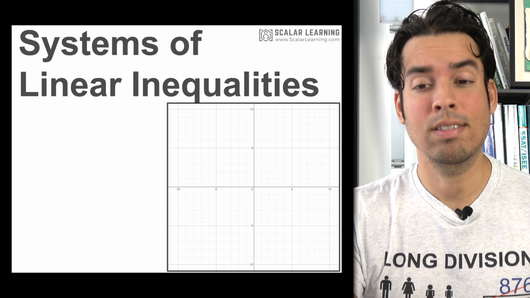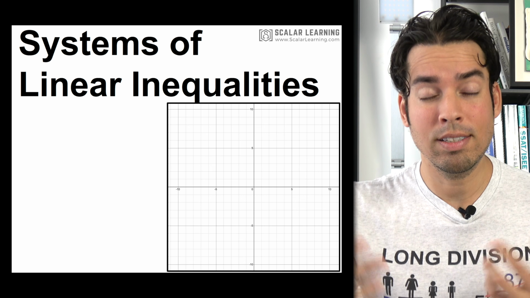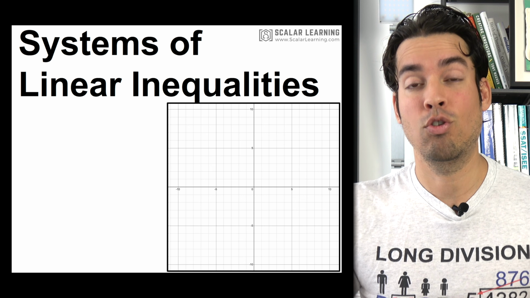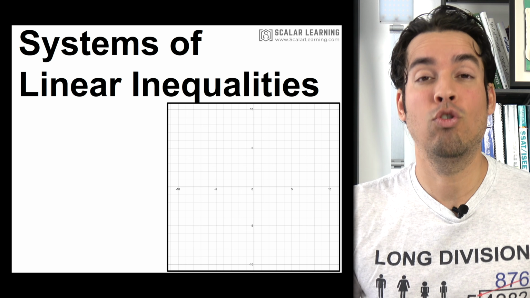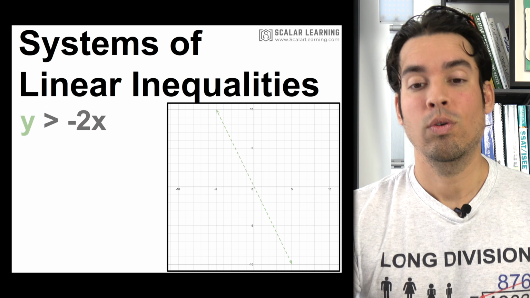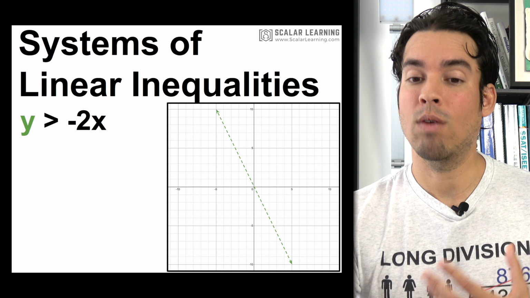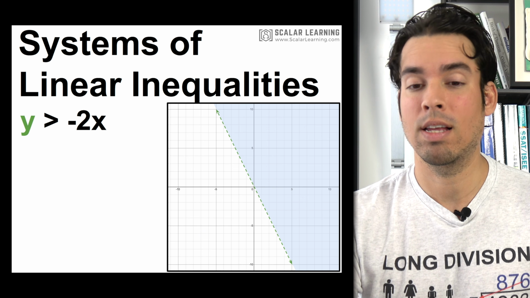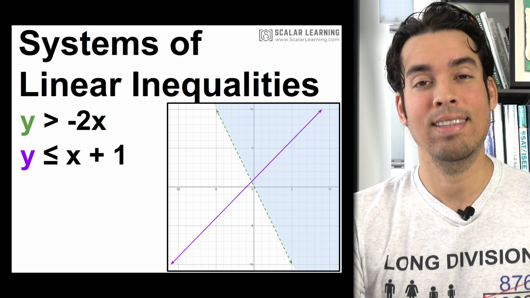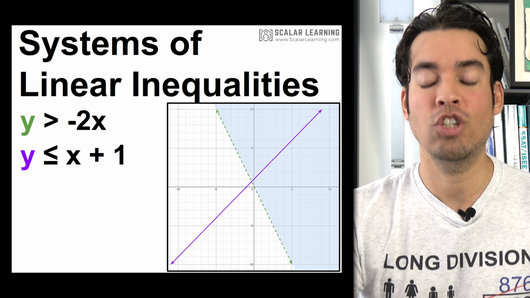Now let's talk about systems of linear inequalities. Just like systems of linear equations is 2 or more lines, systems of linear inequalities consist of 2 or more linear inequalities. So again, let's go back to our initial 2 examples. We've got y is greater than negative 2x, where we're again shading above that line. Then we've got y is less than or equal to x plus 1, and we're shading below.